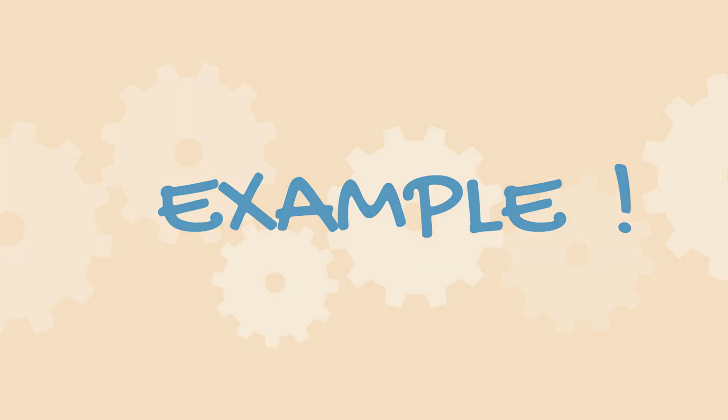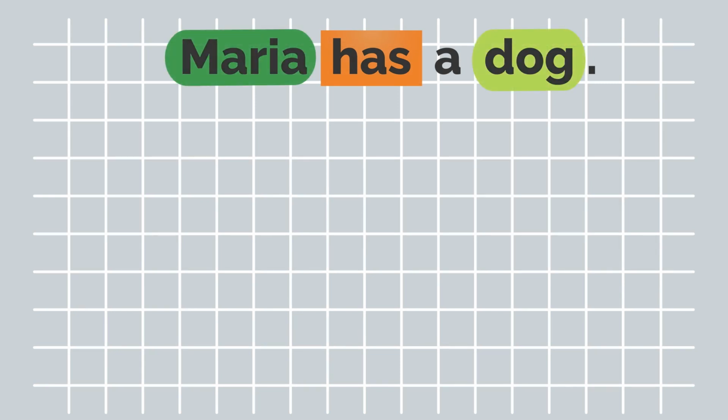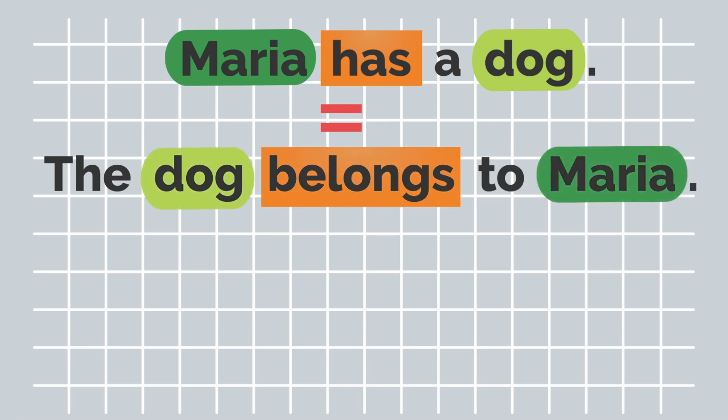Example: Maria has a dog. The dog belongs to Maria. Maria's dog.